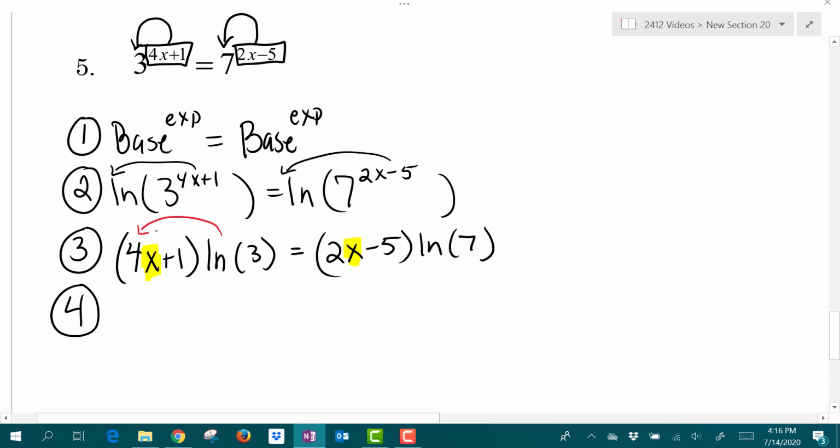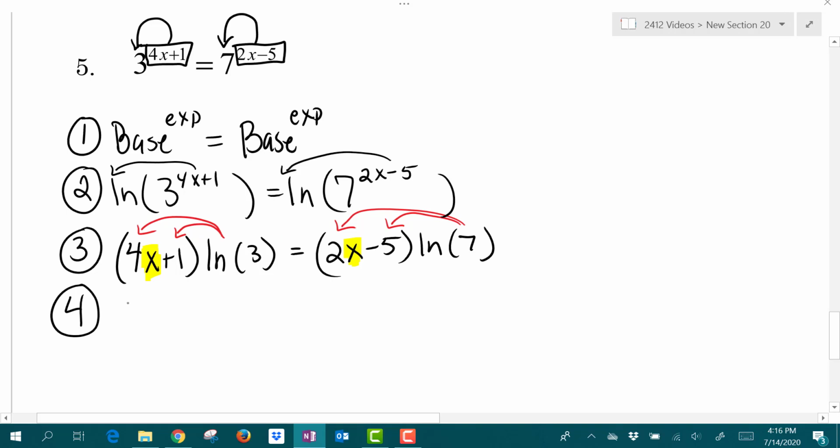So we are going to distribute both of the logs into the parentheses. Remember that we want to keep our answer exact until the very end. So I am not going to put natural log of 3 into my calculator and find an approximation. The challenge is to work with the exact values without using your calculator until the very end.